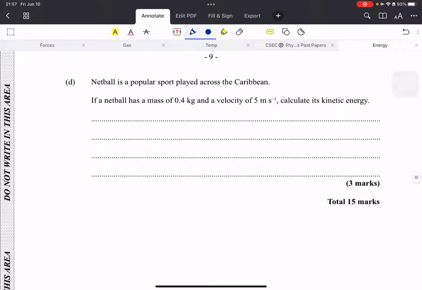And here we have a calculation. Netball is a popular sport played across the Caribbean. If a netball has a mass of 0.1 kilograms and a velocity of 5 meters per second, calculate its kinetic energy. So this is the second formula that we have to know. E_k, for kinetic, is equal to a half mv squared, right? m is mass, v is velocity. Very simple, right? So a half multiplied by the mass, which is 0.4, multiplied by 5 squared. You simply put this in your calculator and we will see what we get. A half by 0.4, and I get 5 joules. All right.